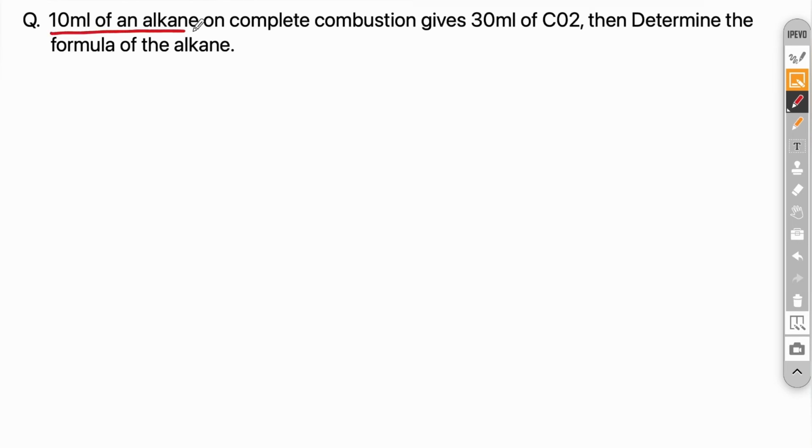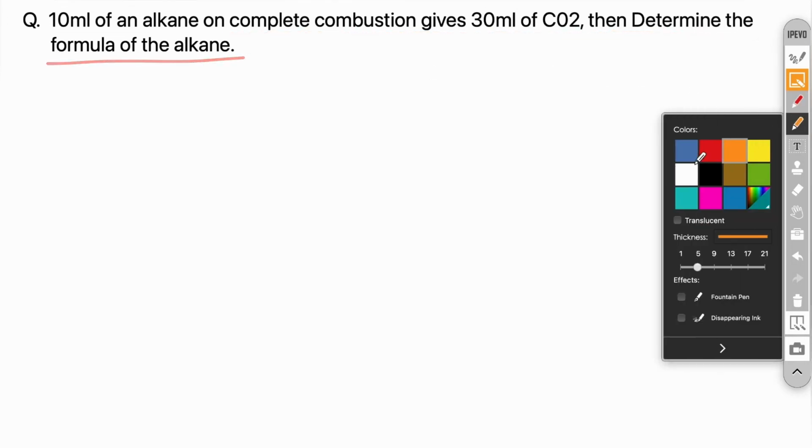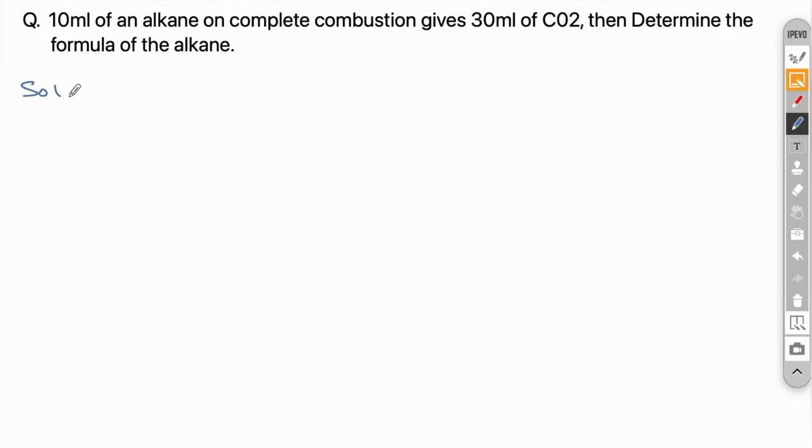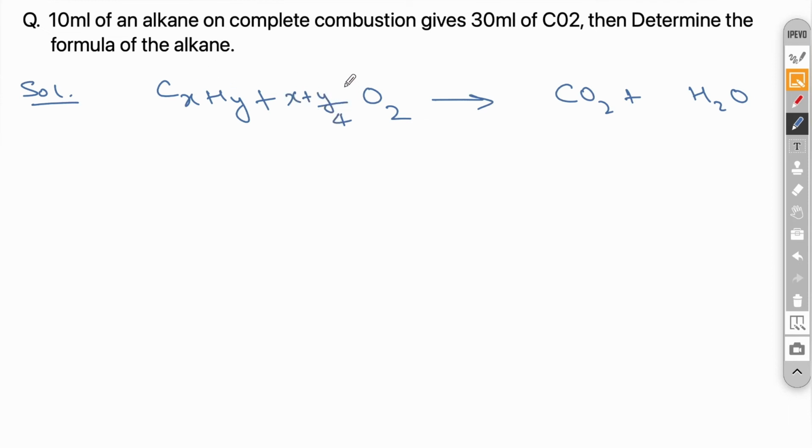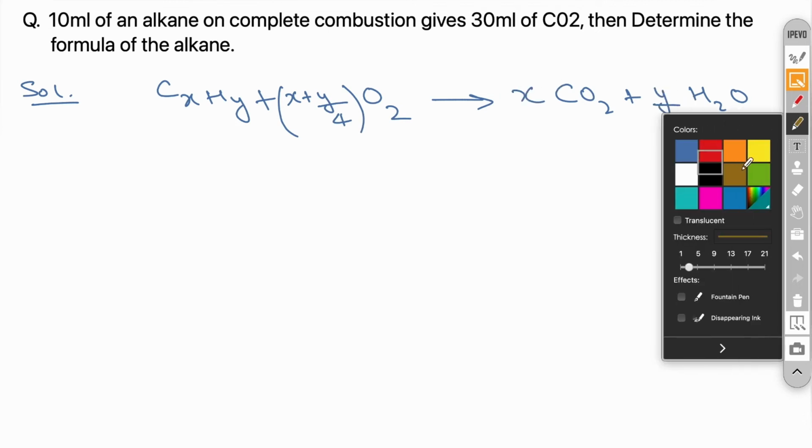here 10 milliliters of an alkane on complete combustion gives 30 ml of CO2. Then determine the formula of alkane. Now we have to find the formula for alkane. Here we are given that there's some alkane. The formula will be CXHY plus X plus Y by 4 of O2, giving us XCO2 plus Y by 2 H2O, because it's undergoing combustion, right? So simply CXHY plus X plus Y by 4 O2, giving us XCO2 plus Y by 2 of H2O, right?